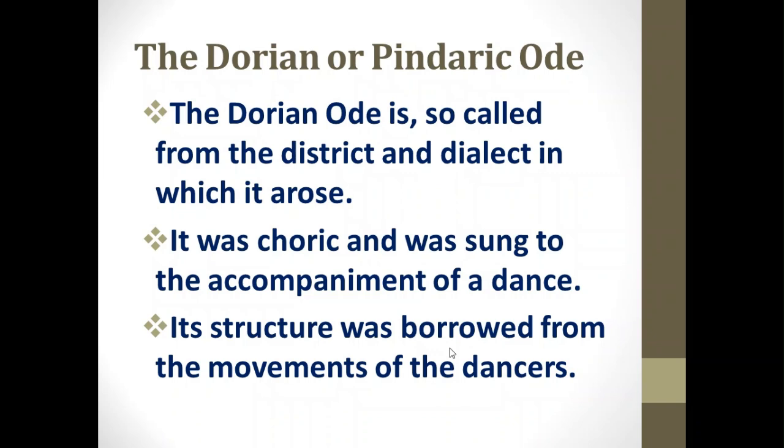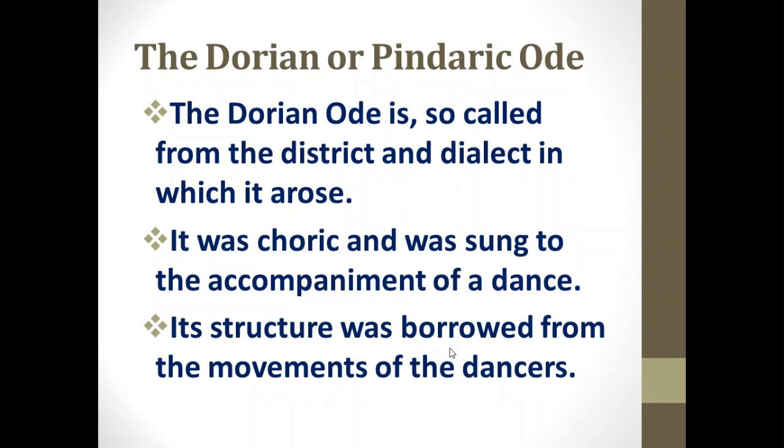Understand? So it was choric, meaning related to a chorus. It was sung to the accompaniment of a dance. So the Dorian ode was a chorus, sung in the company of a dance. While dancing, this Dorian ode was sung. Its structure was borrowed from the movements of the dancers.